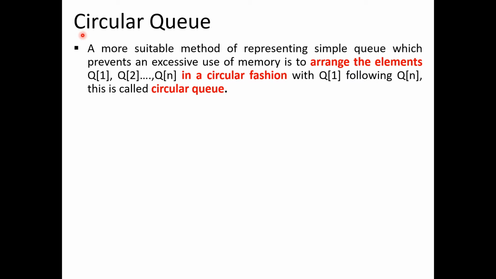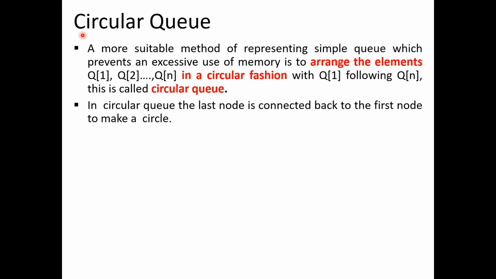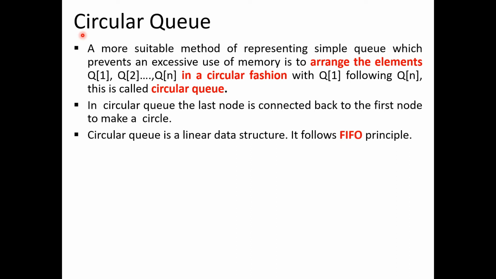In a simple queue data structure, the rebuffering problem occurs for each DQ operation. To solve this problem, we join the front and rear ends of the queue to make it a circular queue. In a circular queue, the last node is connected back to the first node to make a circle. A circular queue is a linear data structure and it follows the FIFO principle. It is also called a ring buffer.